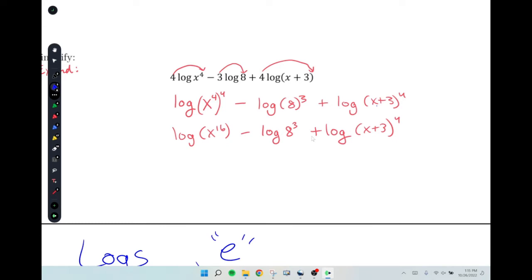What's another law we can apply? Multiplication turns into addition. Second and third term. Yeah. It's kind of nasty. Turns into multiplication, right? So we've got the log of x of 16.